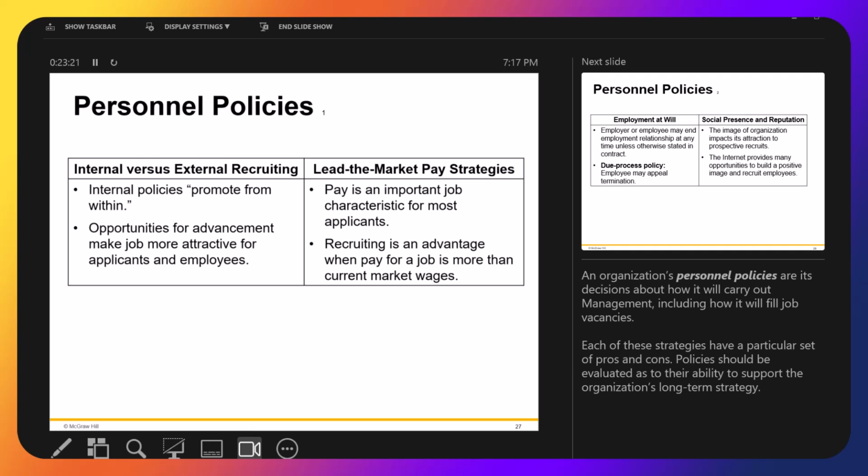Internal versus external recruitment. Internal policies promote from within, with opportunities for advancement for more job people. Lead the market pay strategies. Pay is an important job characteristic for most applicants. Recruiting is an advantage when pay for a job is more than current market wages. When you look at internal people seeking promotion from within, one of the advantages is that you're hiring people who already work there. And realistically, a lot of times these applicants are looking for higher pay and better positions.